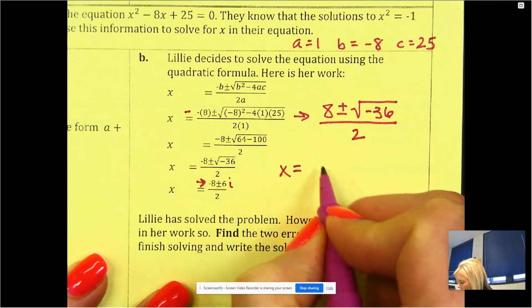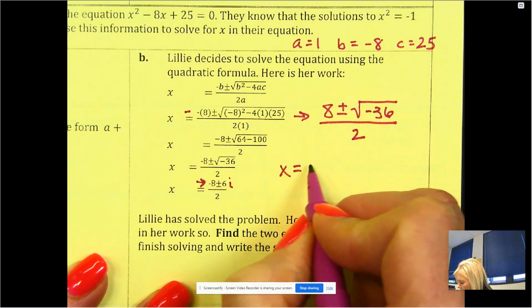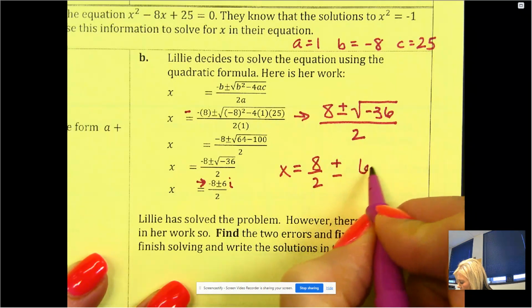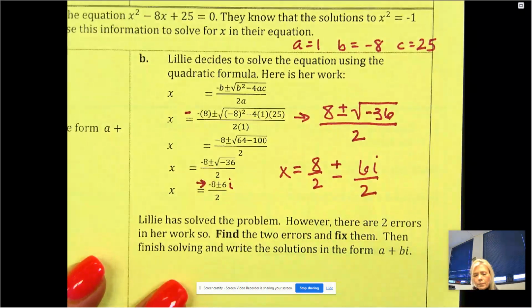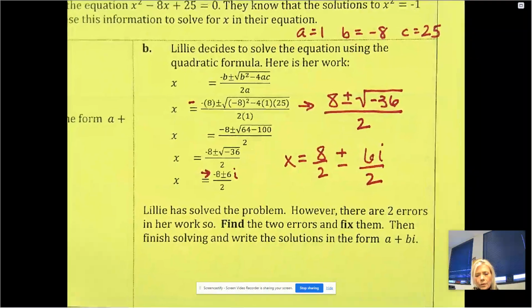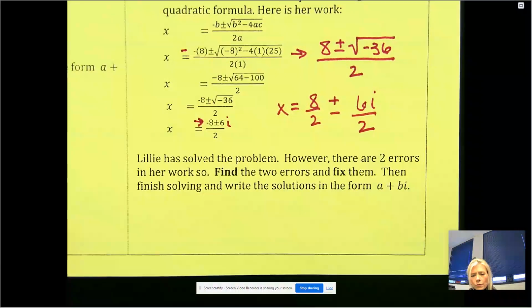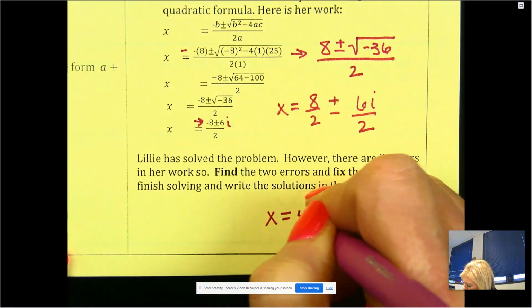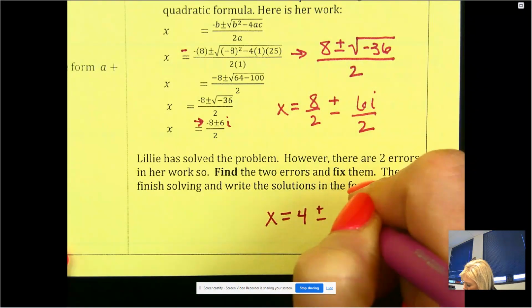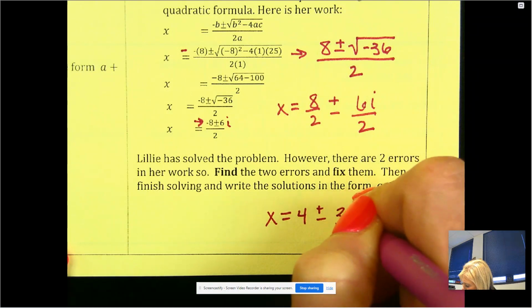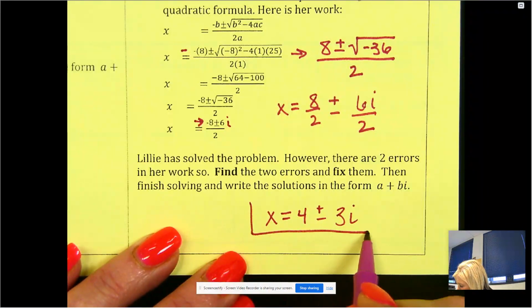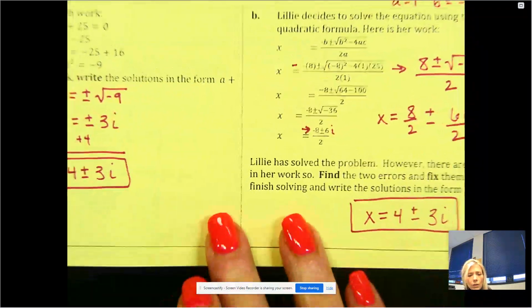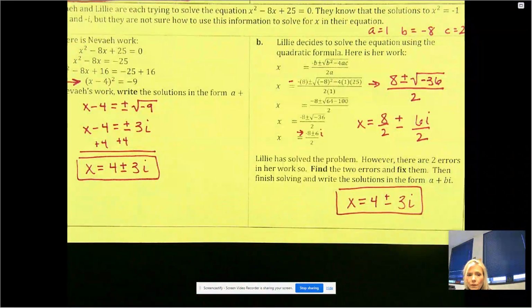So x is equal to, and I'm going to break apart the division. So 8 divided by 2 plus or minus 6i divided by 2. All right, and so we're almost done. We just need to simplify those two fractions. So final answer, 8 divided by 2 is 4. 6i divided by 2 is 3i. So 4 plus or minus 3i. And you'll notice that's the same as the other solution, which makes sense because they were solving the same equation.